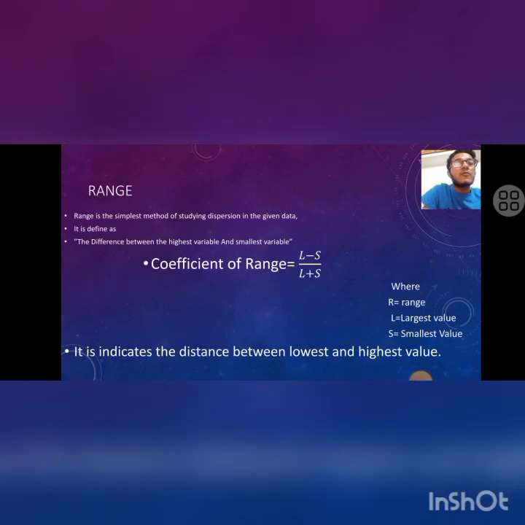Now first, what is range? Range is the simplest method of studying dispersion in the given data. It is defined as the difference between the highest variable and smallest variable. What is coefficient of range? Coefficient of range is equal to (L minus S) divided by (L plus S), where R equals range, L equals larger value and S equals smallest value. It indicates the distance between lowest and highest value.